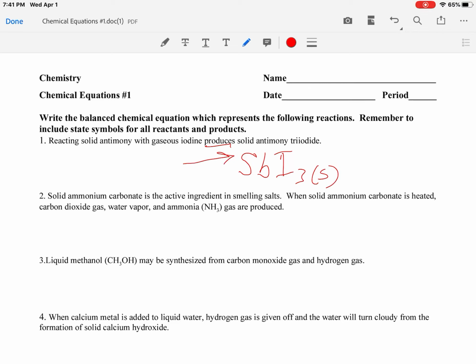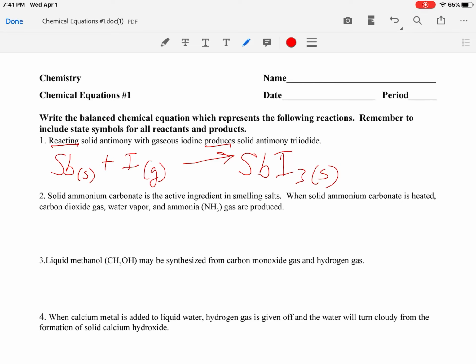That's the only product. So what we are reacting, again, use the clues here to tell us what are the reactants and what are the products. We've got antimony in the solid state, and we have iodine in the gaseous state. Actually, let me undo that here. I made that a little bit sloppy. Here we go. So iodine in the gaseous state.